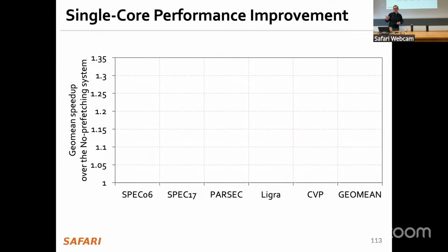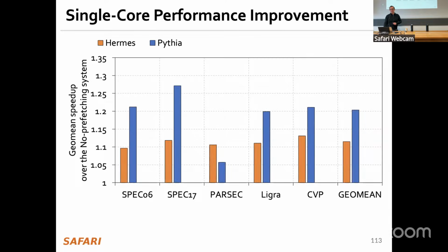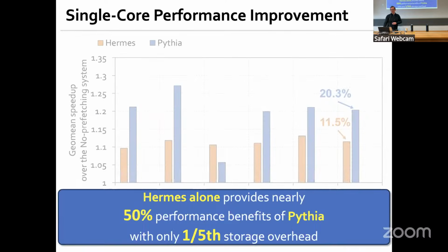Okay, so in the end, if you implement all of these, which is also open source, you get some performance improvements. So the orange bars are Hermes, the blue bars are what Pythia that you've seen, and you get significant performance improvement in both. Pythia has higher performance improvement compared to no prefetching, but the storage overhead of Hermes is much smaller because it doesn't use reinforcement learning. It doesn't have to store state action pairs.